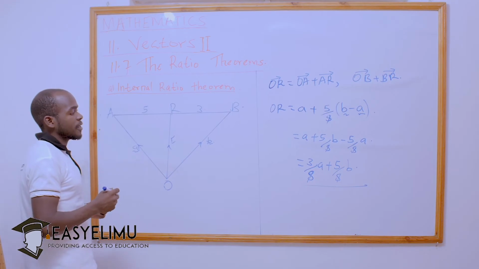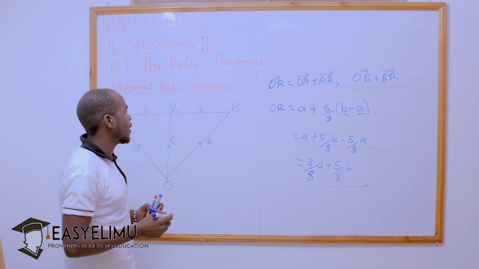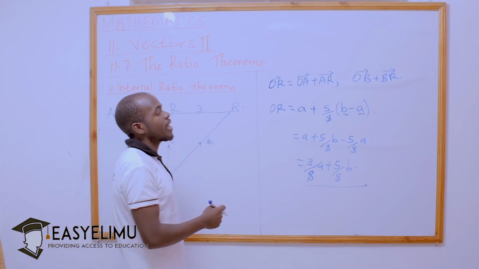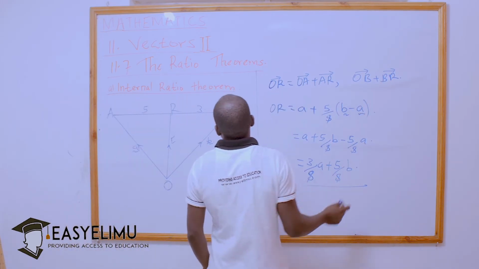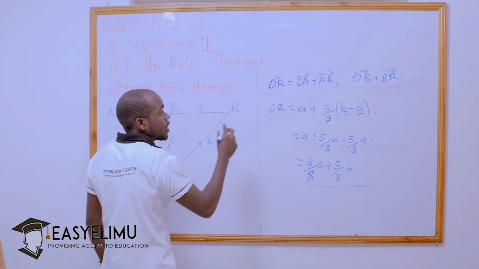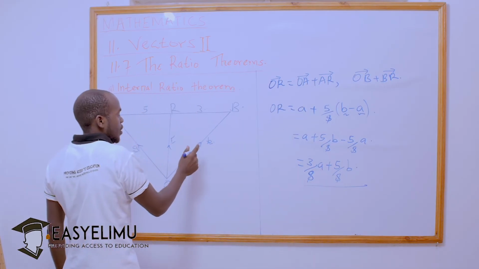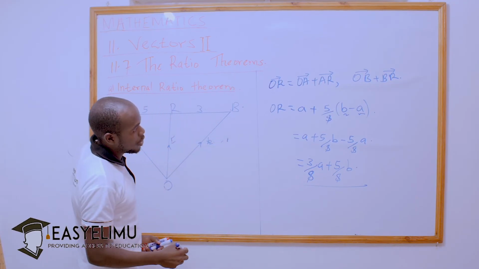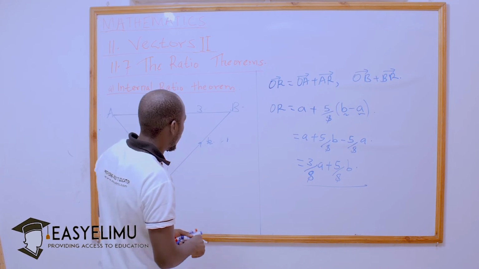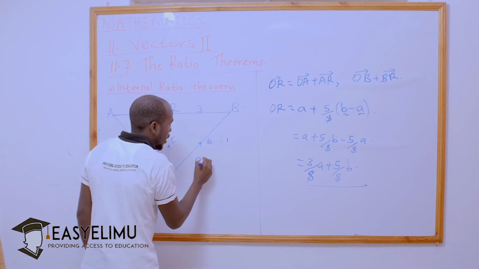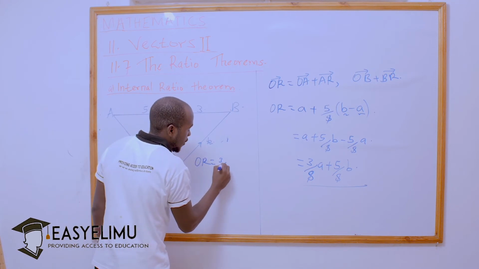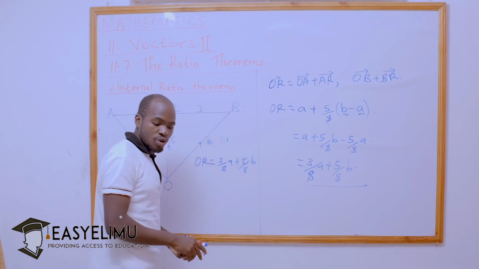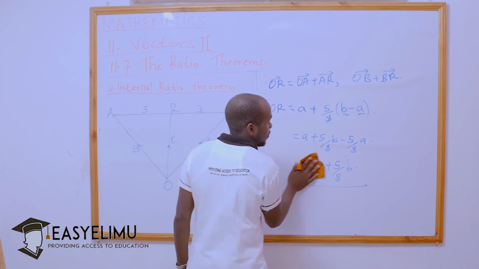So OR can be represented in that case using the first method, which is OA plus AR. Anyway, you can use the second method, which is OB plus BR. So we have found OR, the first OR we found is 3 over 8 A plus 5 over 8 B. Let's use another method and see if we get the same.